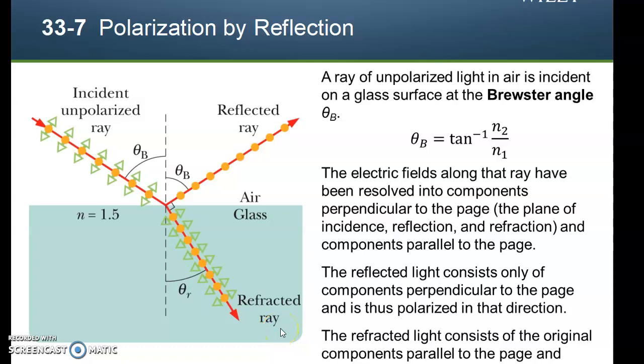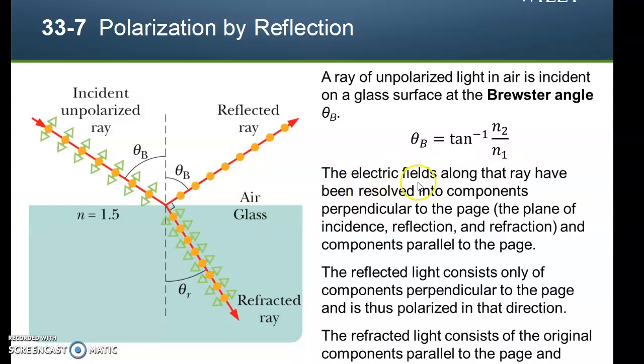Okay, we are now to the final section, 33.7, which is polarization by reflection. A ray of unpolarized light in air is incident on a glass surface at the Brewster angle. Okay, that's this one right here. And then you have a reflected ray in this direction and a refracted ray in this direction. So that Brewster's angle, theta b, is the inverse tangent of n2 divided by n1.